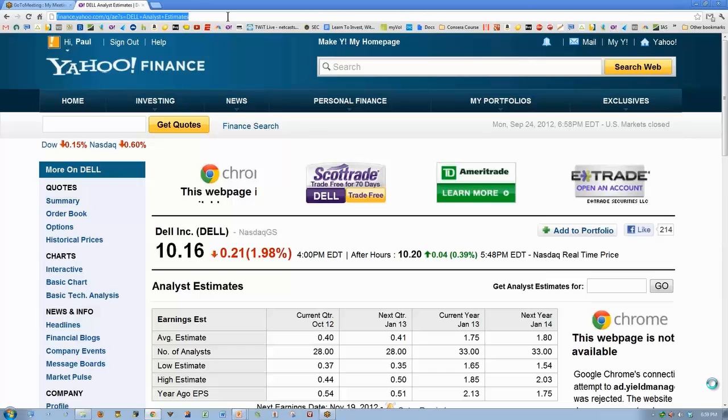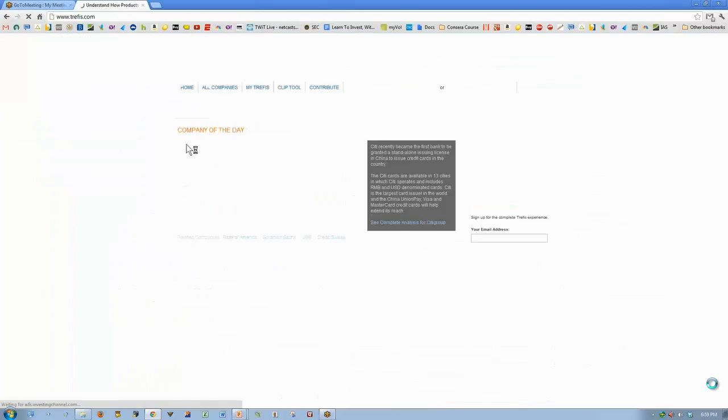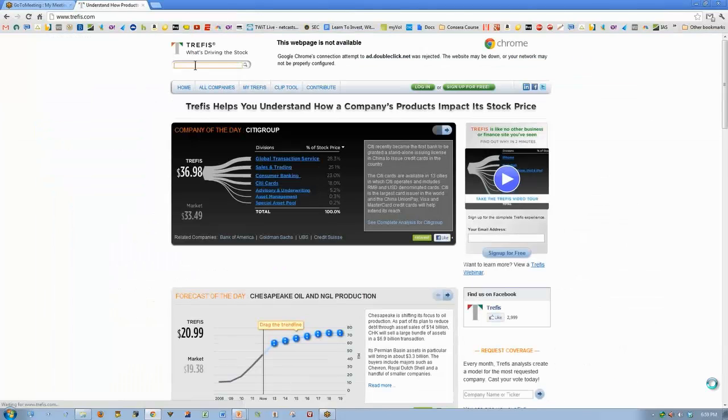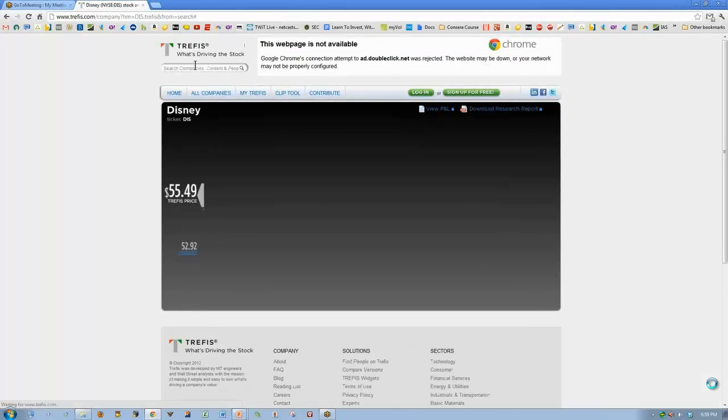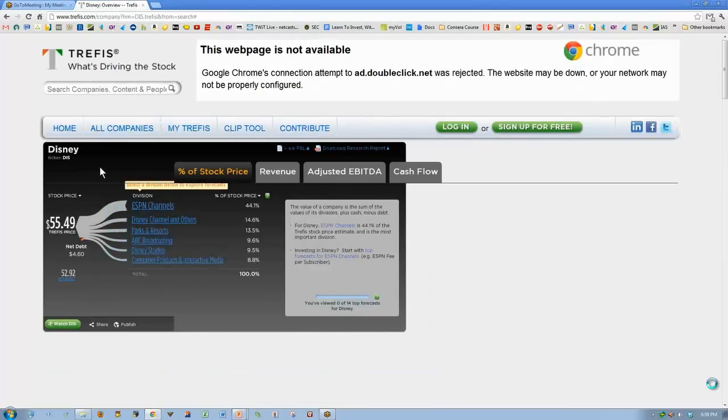Let's see, real quickly, if we go to Trefis. By the way, the coolest thing about it is it was started by a bunch of chemical engineers. So for no other reason, it's got to be good, right? Okay, so I put in Disney, and quickly Trefis tells me that 44% of Disney comes from ESPN channels, 15% from Disney Channel and others, 13.5% from Parks and Resorts, less than 10% from ABC Broadcasting, and less than 10% for Disney Studios.